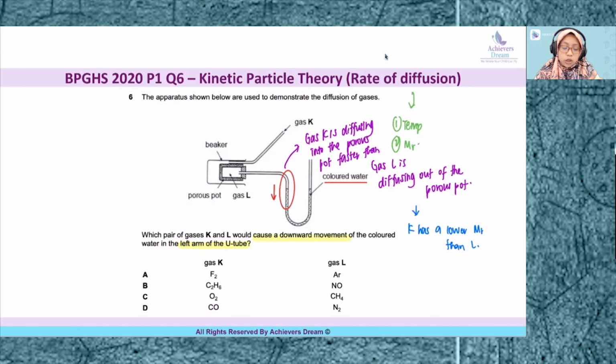So let's compare the molecular masses of the gases in all options. For A, the MR of fluorine, 2 times 19, will be 38. Argon, it is a noble gas, so the Ar is equal to 40. C2H6, this is a compound that you will see in Sec 4. This is called ethane. It has a molecular mass of 2 times 12, 24, plus 6 times 1, 30. Nitrogen monoxide, 14 plus 16, 30. O2, MR is equal to 2 times 16, which is 32.